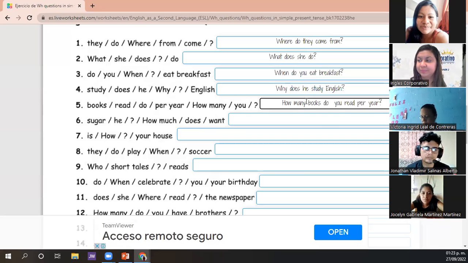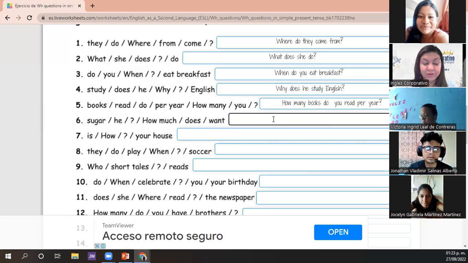Okay, number six. How much sugar? Exactly. In this case, we don't use how many, we use how much. Why does he want? Why do we use much and not many? We use how much sugar, not how many sugar. Why? Because sugar is non-countable. Exactly. You remember the class.